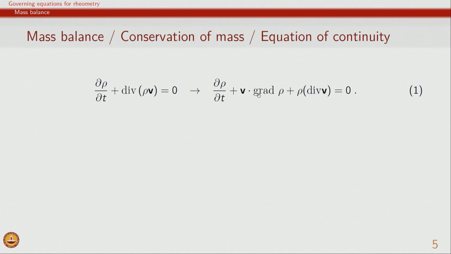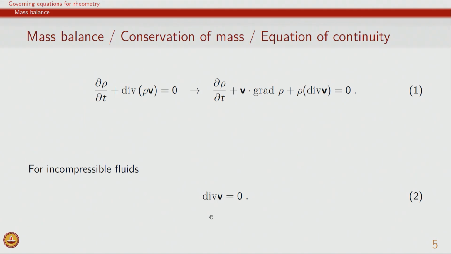So, it could be written in this form also, where there is a term which signifies the velocity into gradient of density and density into divergence of velocity. When we know that it is an incompressible fluid, then the density is constant, and therefore, these two terms go to 0. In that case, overall only divergence of velocity is 0. So, this is the governing equation in case we have incompressible fluid.